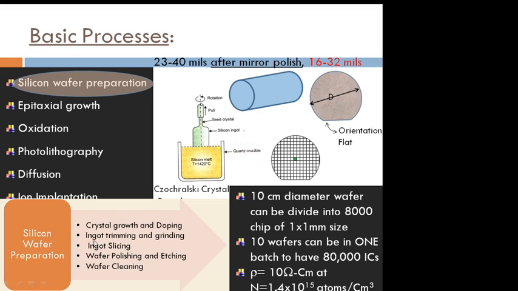Then the ingot, that means the cylinder which you have developed over here, is an ingot. So ingot trimming and grinding, that means trim it. If the side surface is uneven, smooth it and make a perfect cylinder, and make the orientation flat on it. So that is the ingot trimming and the grinding.